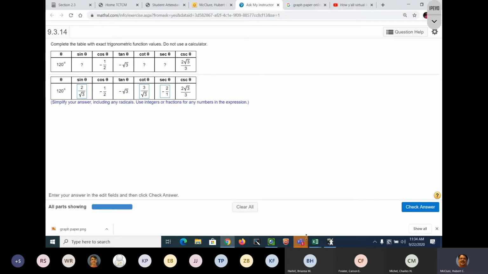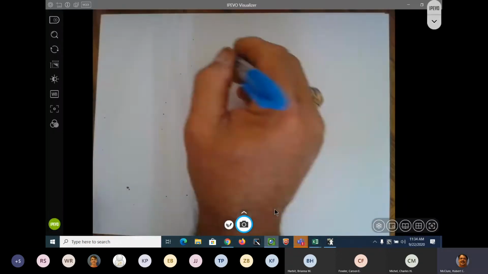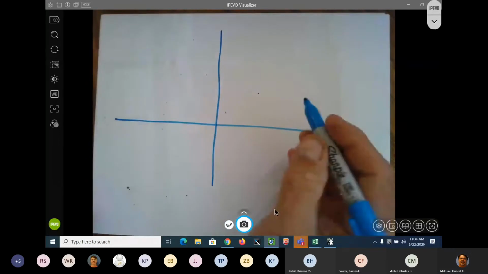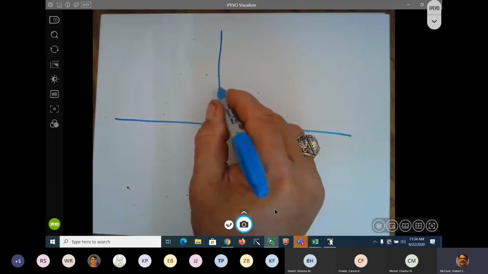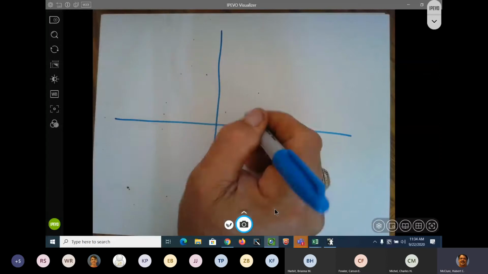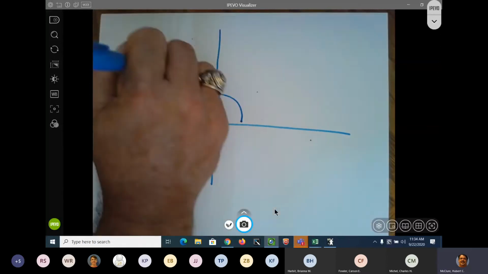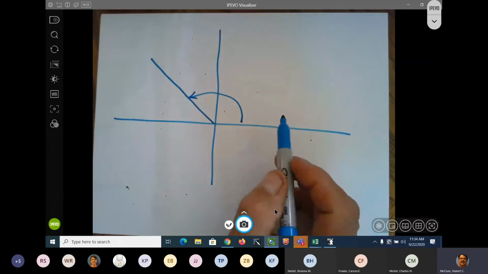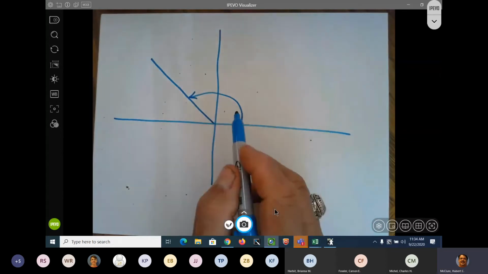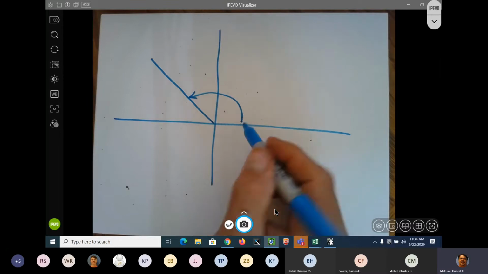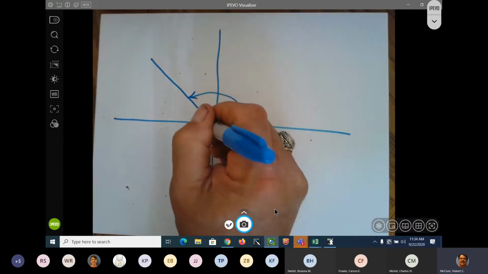All right, so here we go. 120 degrees. Well, this is 90, so that means 120 is going to fall in here somewhere. So what is 90 plus 30? 90 plus 30 is 120. Okay, so what does that mean? That means that this is 30 degrees, so this is 60 degrees.